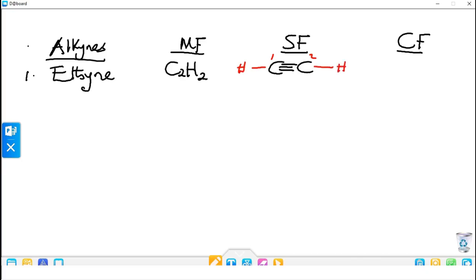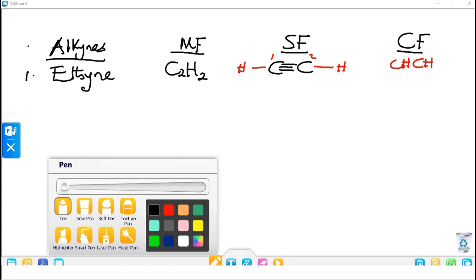So each of the carbons is now satisfied with 4 bonds. Carbon 1 has 4 bonds. Carbon 2 also is having 4 bonds. Now, having seen that, this is how to write the structural formula of ethyne, and it is simple. The condensed formula will therefore be this way: CH≡CH. That is the condensed formula for ethyne, and it is still the same thing as C2H2. So this is how to write the condensed formula and the structural formula.